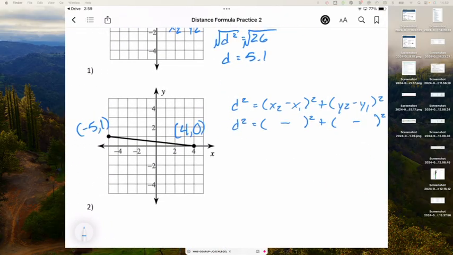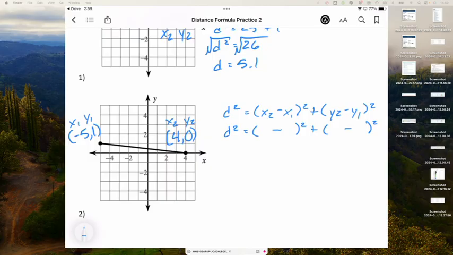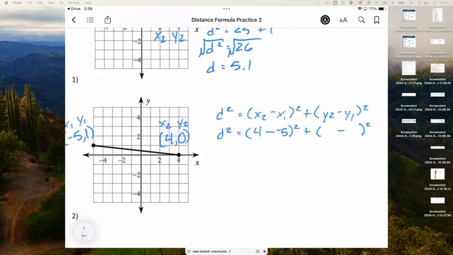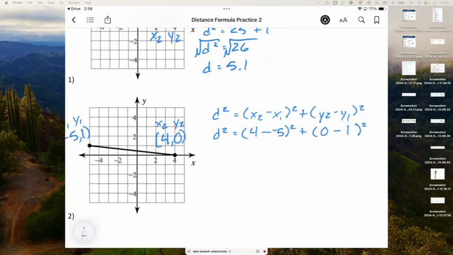Okay, identify x1, y1, x2, y2. x2 minus x1 is 4 minus negative 5, and 0 minus 1. Fix the signs up. Okay, we got 4 plus 5 is going to be 9. That's not what I need there. I need a 2 there. The 9 goes in there.